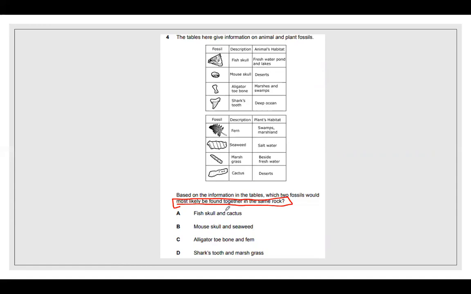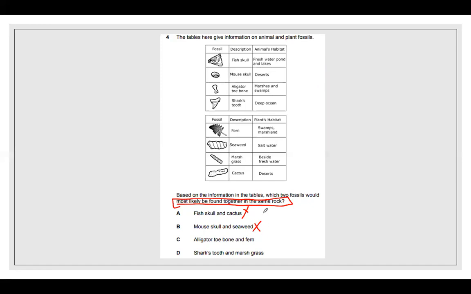Okay, so looking at the fish skull and cactus, freshwater ponds and lakes, cactus is in the desert. These are two different habitats. So we know that that's not the answer choice. Mouse skull and seaweed. Mouse skull is in the desert. Seaweed is in salt water. They are in two different areas. We know that they are not from the same rock.